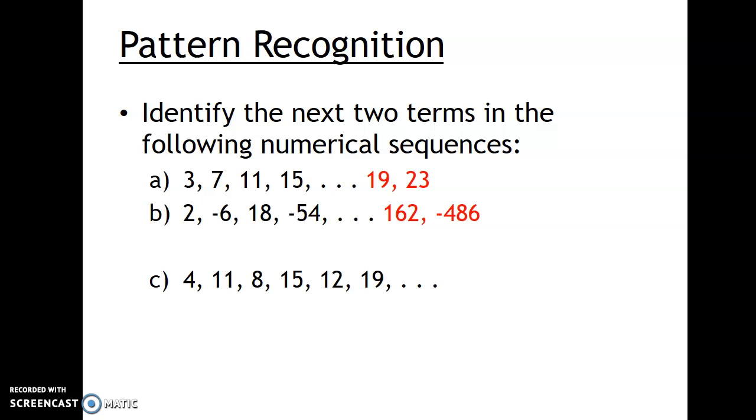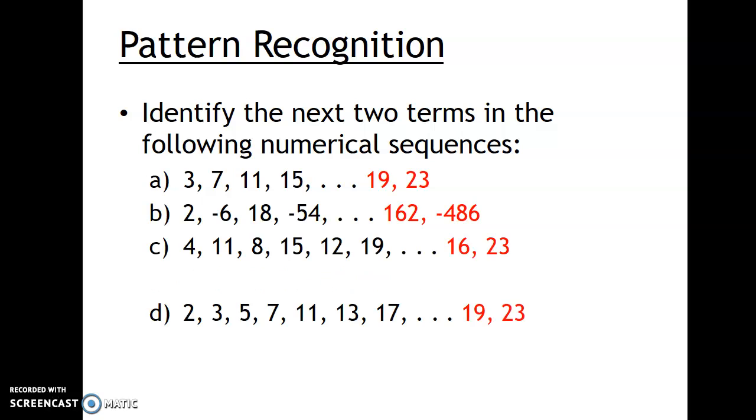Alternatively, what folks might end up doing is looking at what you might call alternating terms of the sequence, breaking it apart into two separate sequences. So you have 4, 8, 12. Those are constantly increasing by 4, so 16 would come next. Then you have 11, 15, 19, adding 4 again, so we still end up with 16, 23 either way. And that was what I was expecting.